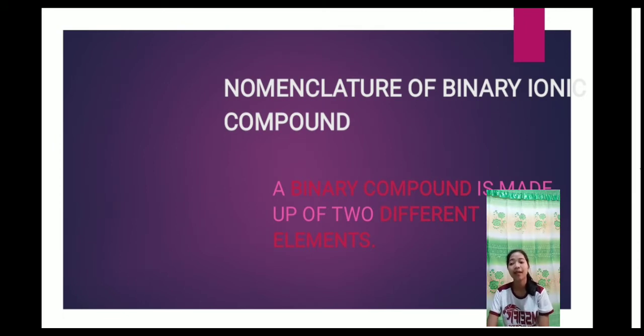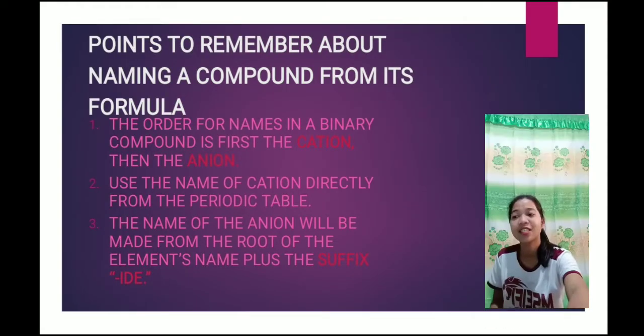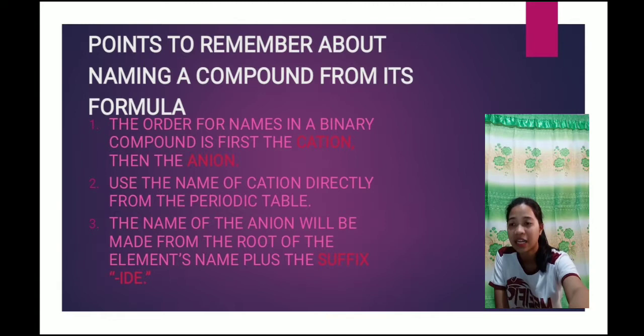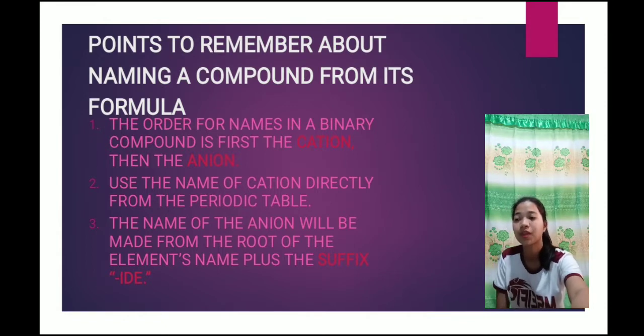So, itong sinasabi na binary compound ay mayroong dalawang different elements. So, narito naman po yung mga dapat tandaan patungkol sa pag-name ng mga compounds na mga galing sa formula. 1. The order for names in a binary compound is the cation, then the anion. 2. Use the name of the cation directly from the periodic table. 3. The name of the anion will be made from the root of the element's name plus the suffix -ide.